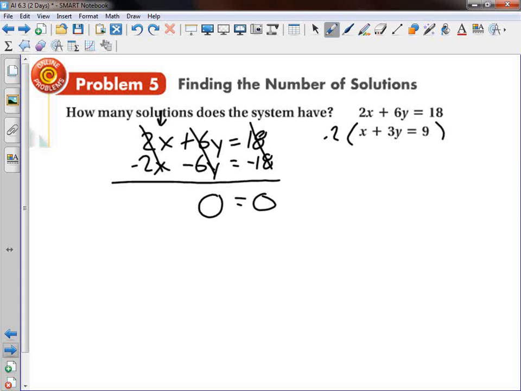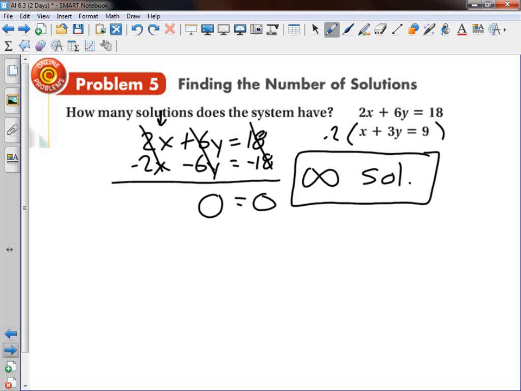No variables in my answer. Whenever we have no variables in the answer, we will either have no solutions or infinite solutions. This is a case where we will have infinite solutions. Because if we look, when is 0 equal to 0? 0 will be equal to 0 always. So it's going to be infinite solutions, or many solutions. So lots and lots of solutions here.